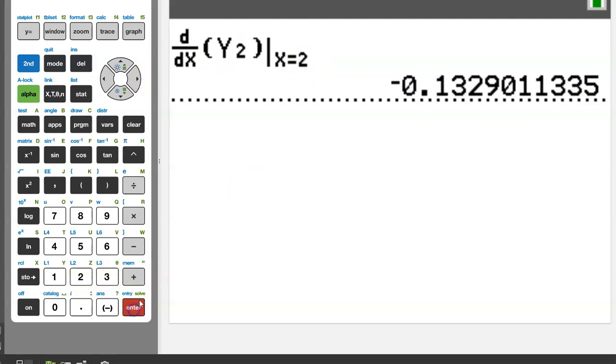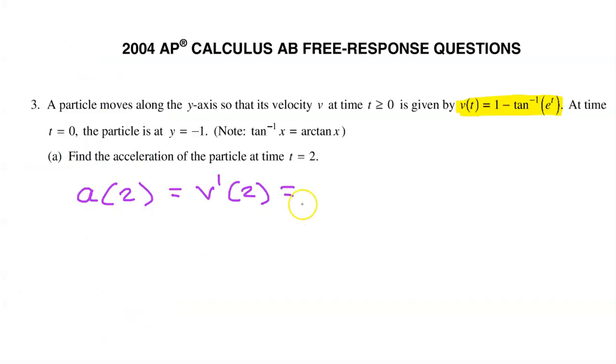So here it is. Kabam! This is it. We're going to use 3 decimal places on the AP exam. So I'm going to call this negative 0.133, but the AP exam would also accept negative 0.132. You can truncate or round properly. But I like to round, so I'm going to put negative 0.133. And that's the answer to part A.